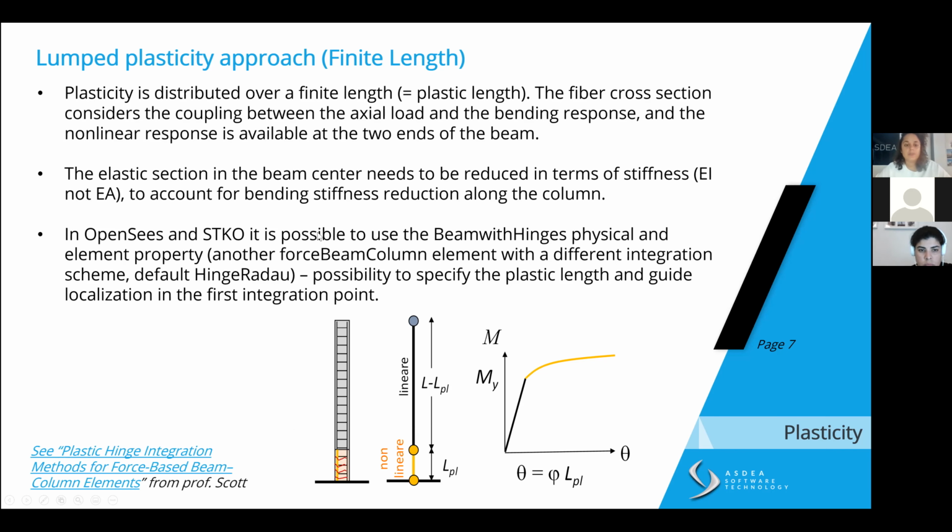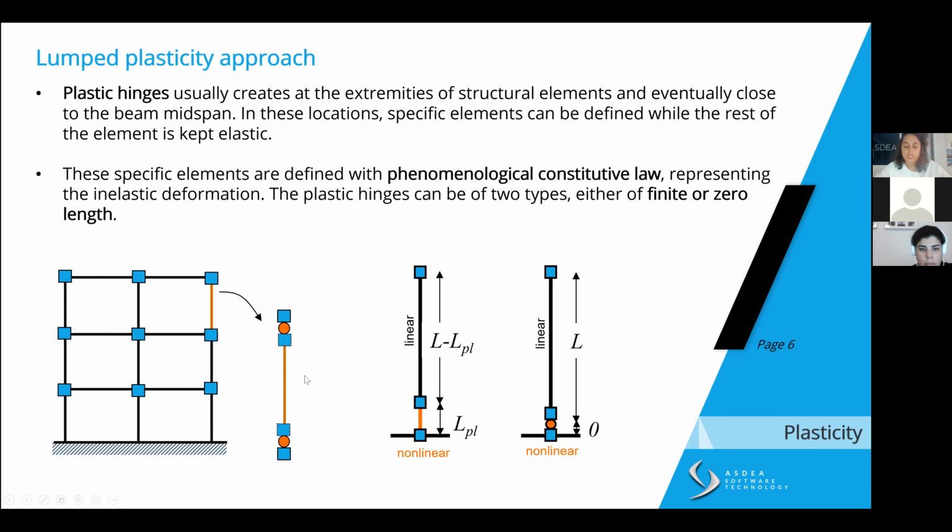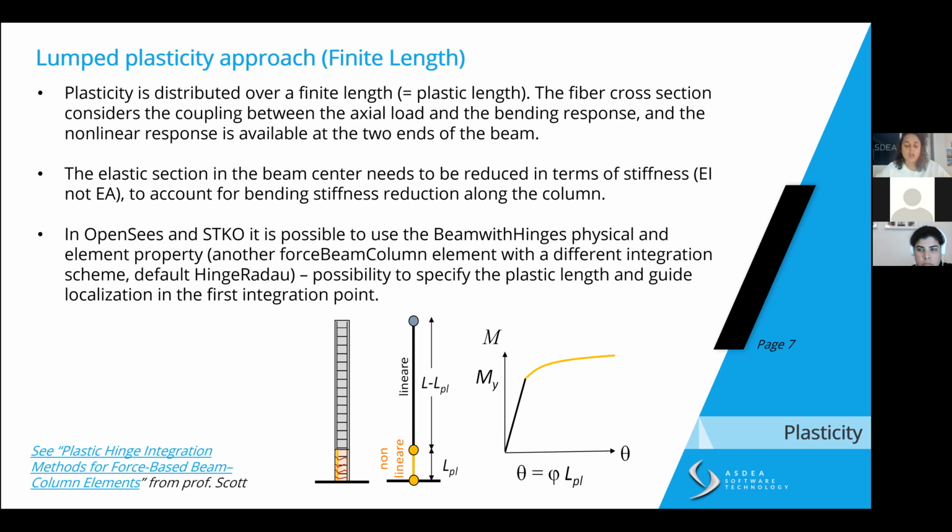The elastic section of the beam in the center, so let's say in this part, needs to be reduced in terms of stiffness, because otherwise you're not going to take into account the cracking due to bending that can occur in the center of the beam due to the deflection. And this stiffness reduction has to be in terms of inertia and not in terms of area, in order to not shrink the section that we have, but to try to match what is a real inelastic response of an element like this. We are going to see later better how this can be achieved.